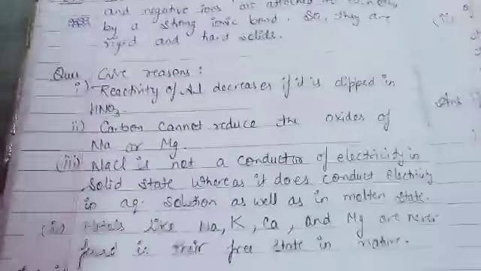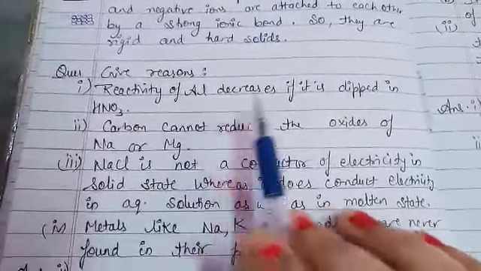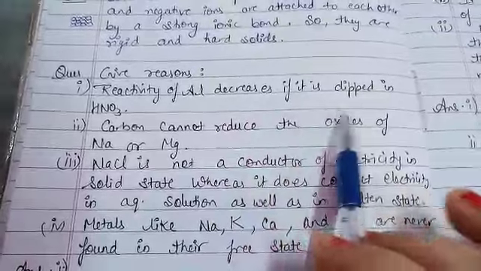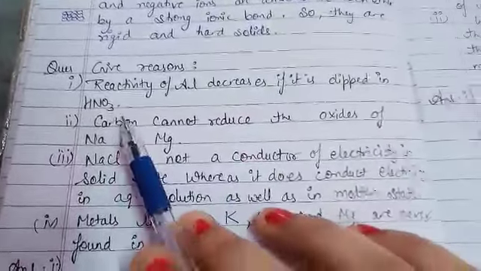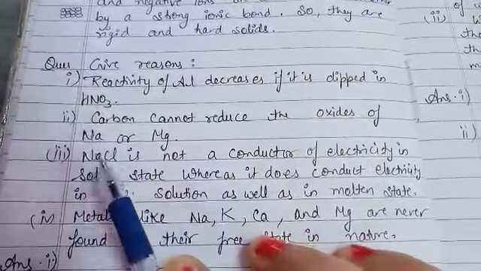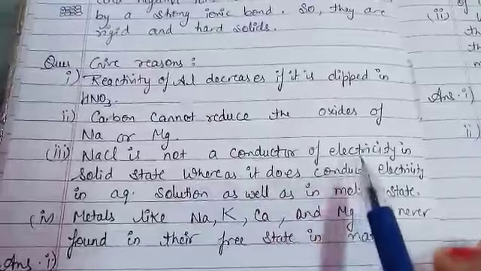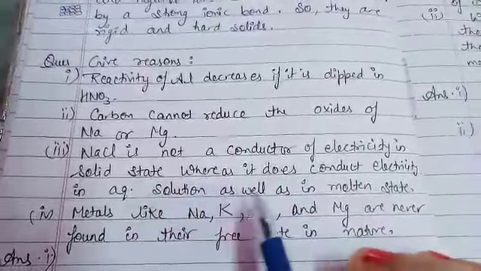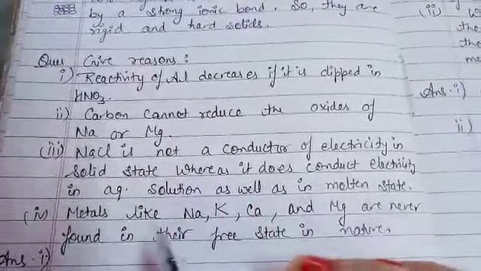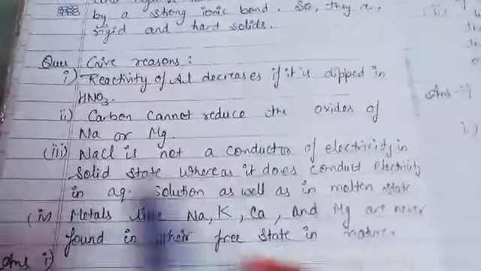Now next thing is, this question is for you but I'll explain. Now this one is, give reasons. Reactivity of aluminium decreases if it is dipped in HNO3. Carbon cannot reduce the oxides of Na or Mg. NaCl is not a conductor of electricity in solid state, whereas it does conduct electricity in aqueous solution as well as in molten state. So I'll explain one by one.